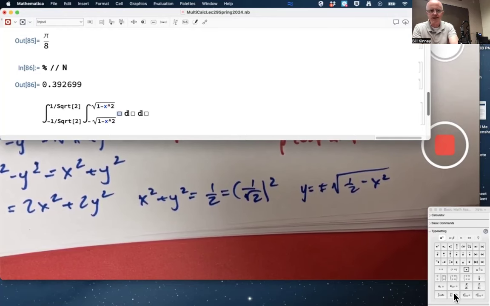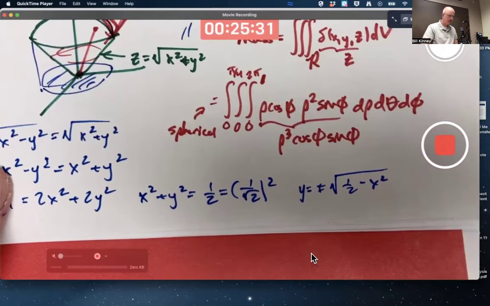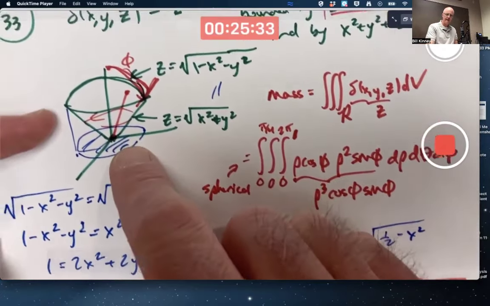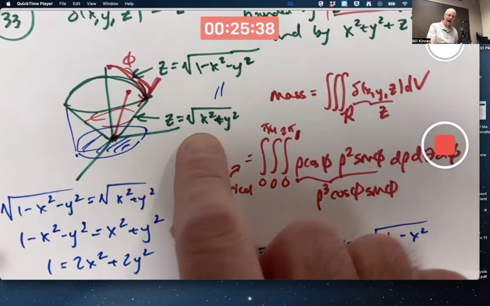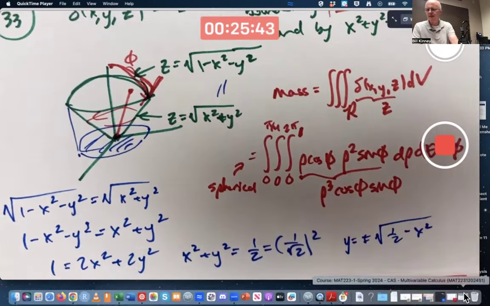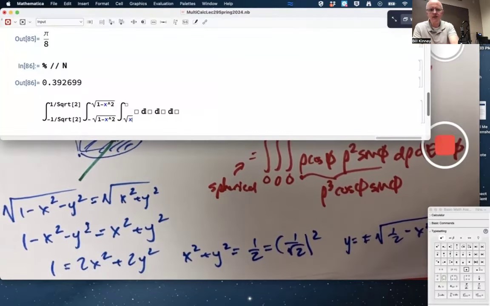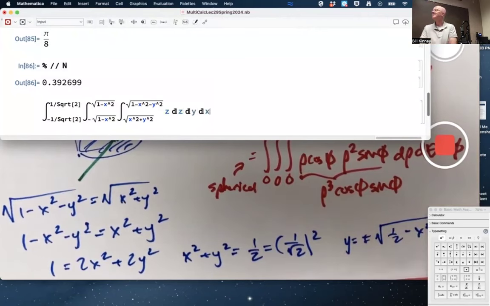The inner integral is with respect to z. z goes between the cone and the ice cream. Cone on the bottom, that's that. Ice cream on top, it's that. Square root of x squared plus y squared to square root of 1 minus x squared minus y squared. Z, dz, dy, dx. So this should be pi/8.